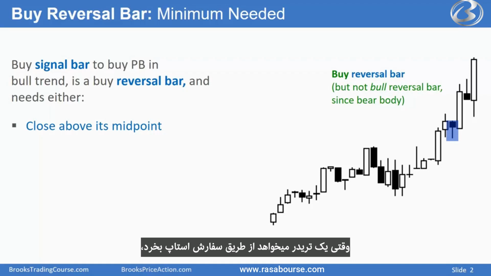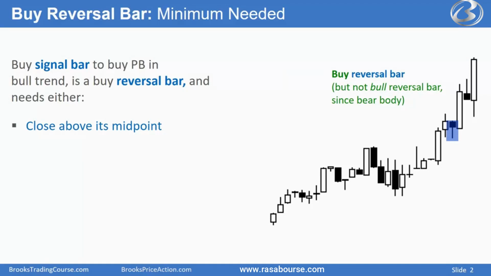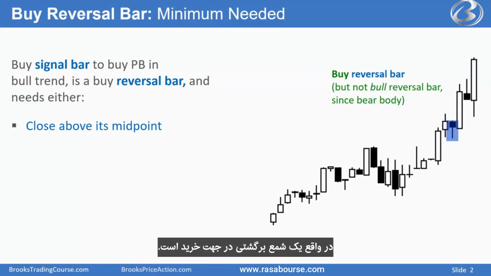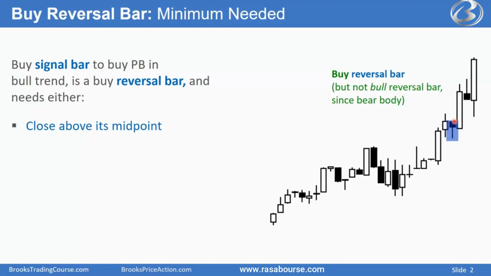When a trader is looking to buy with a stop, a good signal bar is a buy reversal bar, and the minimum needed is a bar that has a close above its midpoint. So for example, here we have a bull trend, and then we have an attempt to reverse. It's not a very good attempt. And it closed above its midpoint, and therefore traders will look to buy a resumption of the trend. They'll place a buy stop just above the high of that bar, and then they'll get filled right here.